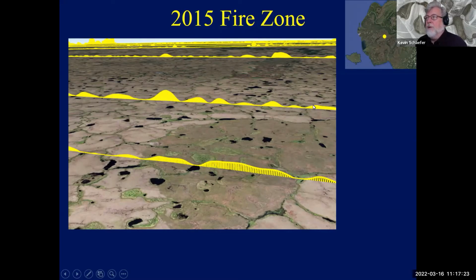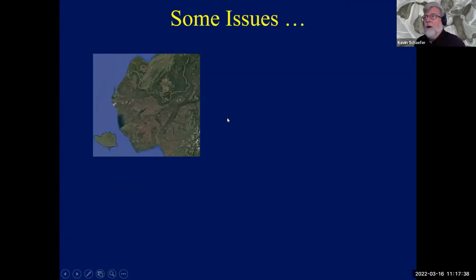So when you see these humps, they represent the individual raised peat plateaus. So the technique actually works pretty well. However, there are some issues. This is not perfect.